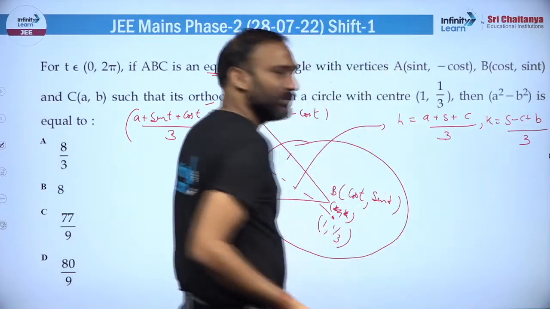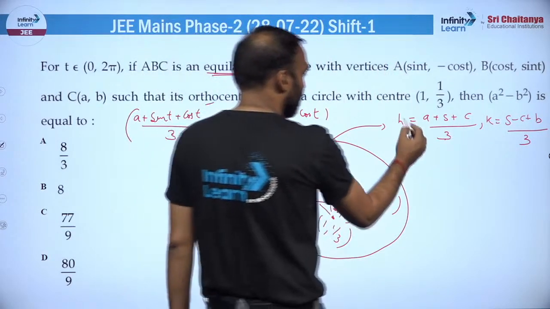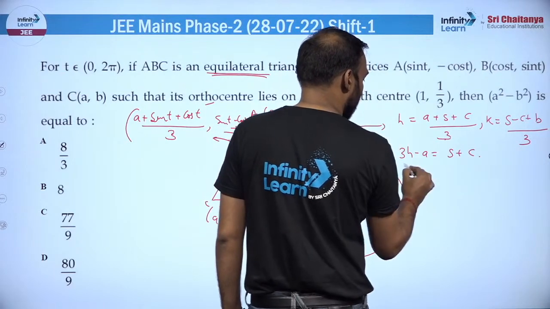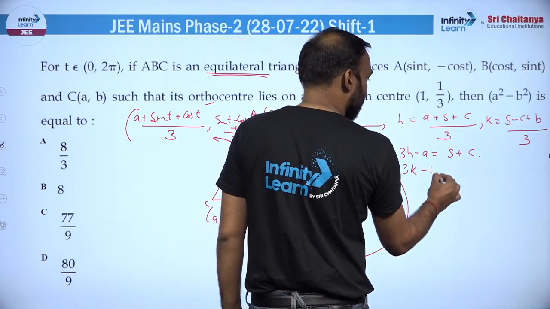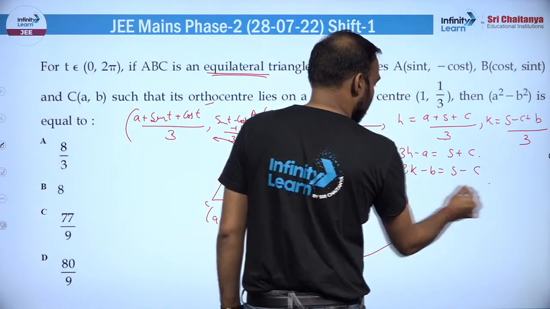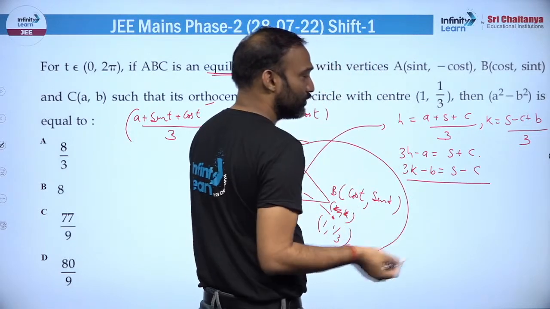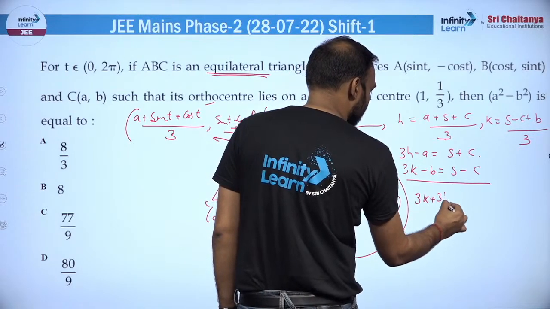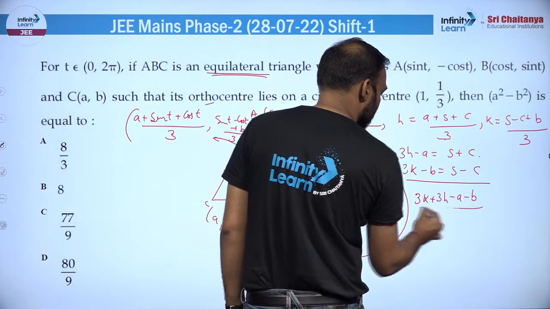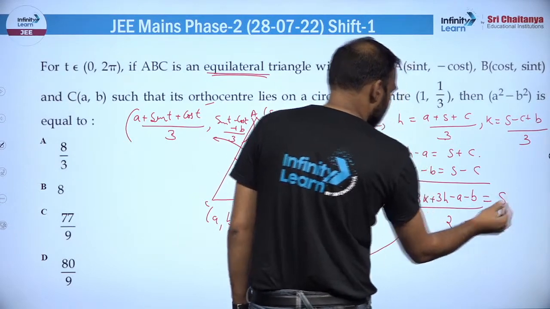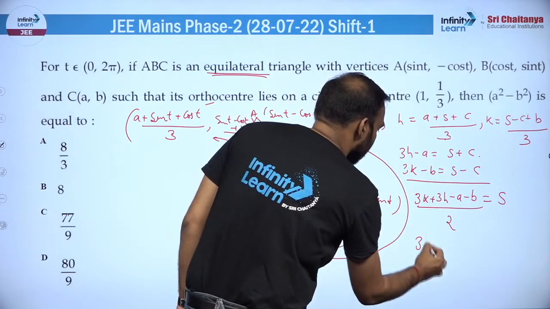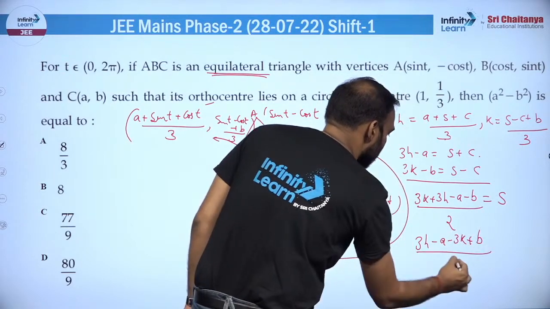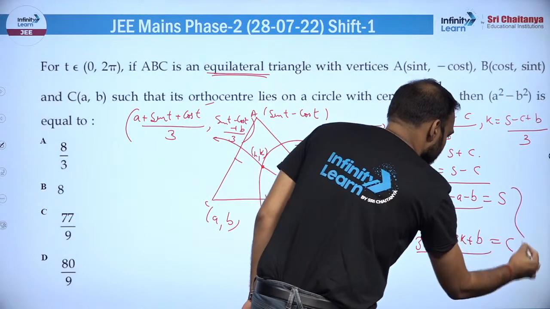Right, for sin and cos I am using s and c. So from here you can get 3h minus a is equal to s plus c, and from here we'll get 3k minus b is equal to s minus c. From here find out the values of s and c. So if I add, I'll get (3h plus 3k minus a minus b) upon 2, this is equal to s, and if you subtract you will get (3h minus a minus 3k plus b) upon 2 is equal to c.